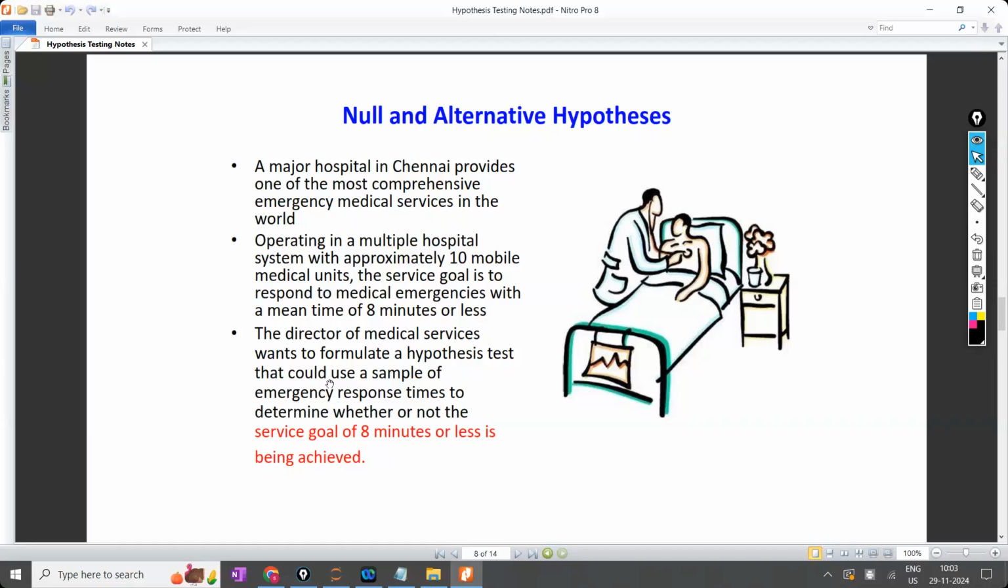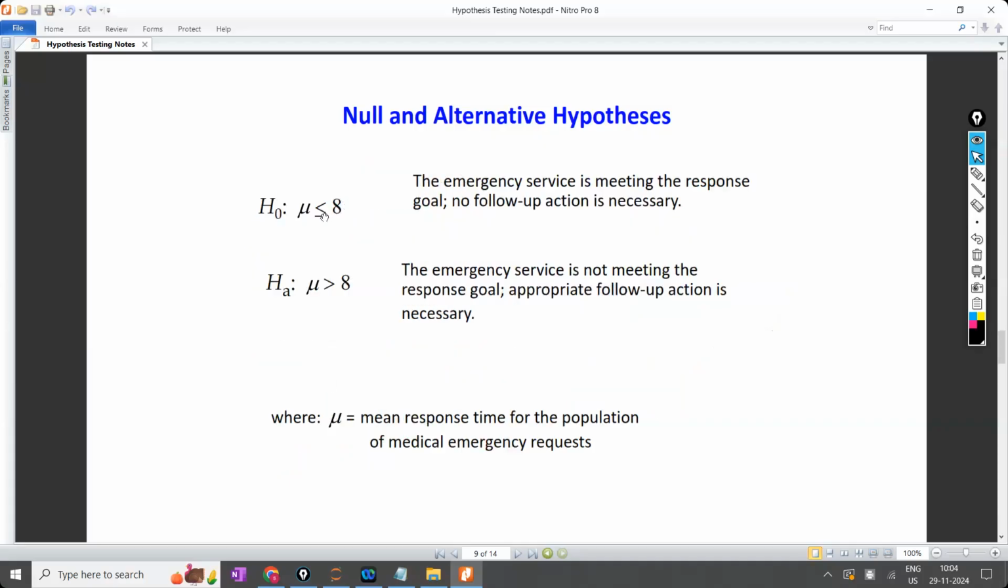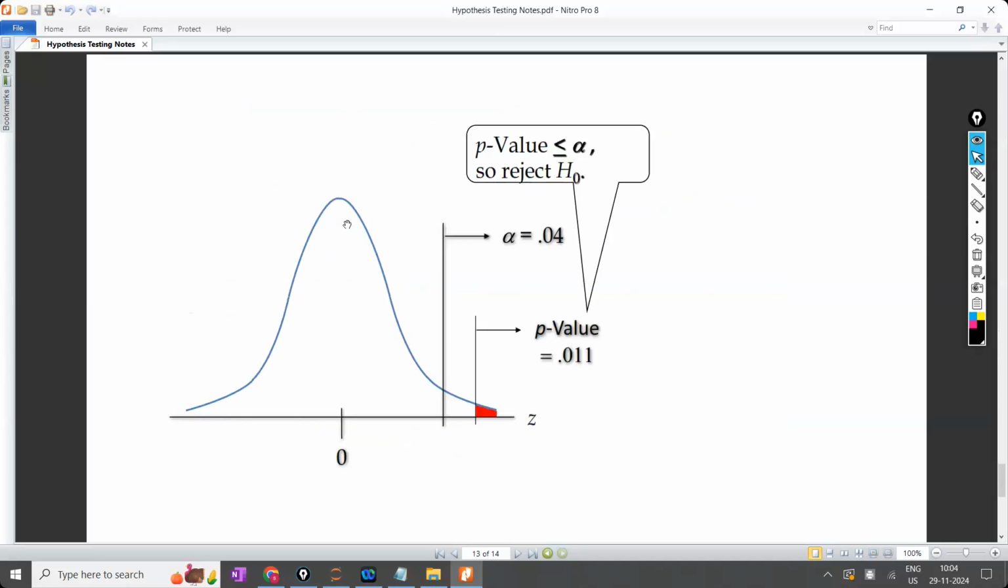What is the null? When will they take action, and when will they not take action? When the response time is more than 8 minutes, they are going to take the action. If it is less than 8 minutes, there is no need for any action because their service goal was satisfied. So average time less than or equal to 8 minutes is the null hypothesis, and greater than 8 minutes is the alternate hypothesis. Is the point clear for everyone? Is the formulation clear? Now let's try one more example.